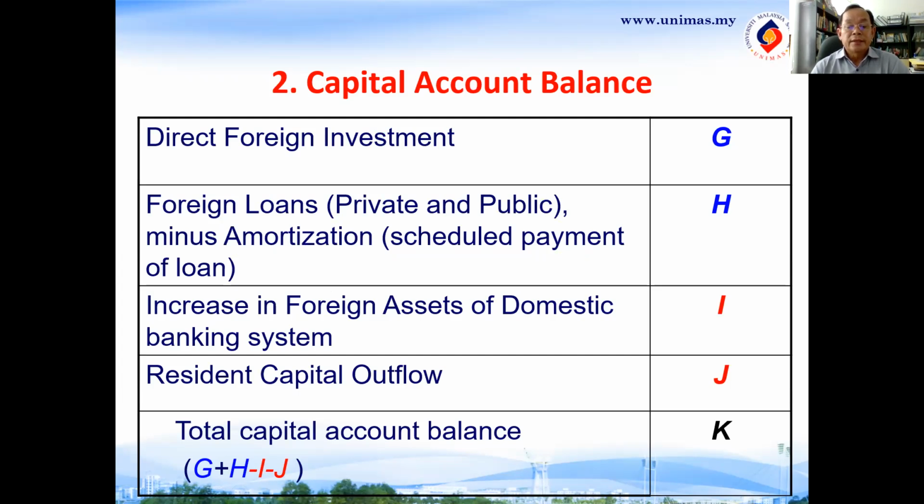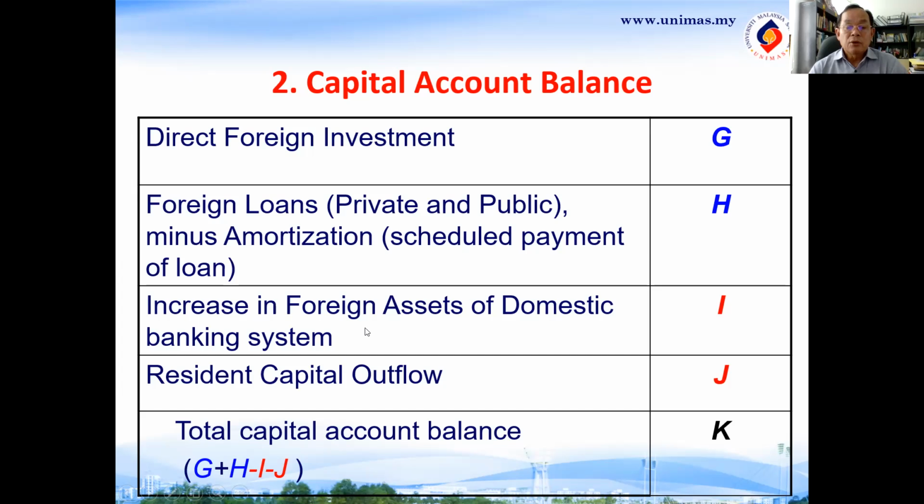Okay, so again, I put it in a table just to make it clear, right? So the capital account balance consists of the direct foreign investment. So the more investment there is, the better it is for the country, right? And then the foreign loans. If you can't get foreign investment, then a country may go for loans, asking for and getting loans from other countries, both private and public, minus amortization, which is the scheduled payment of the loan, right?